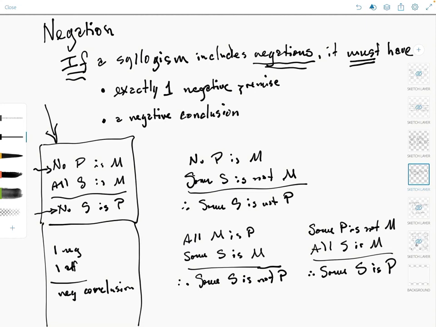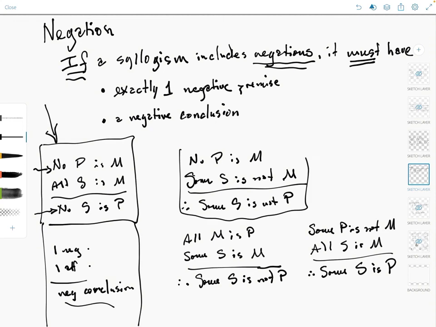satisfies that second condition. So this argument form, which incidentally is EAE2, right? EAE2 follows the rule exactly. It has one negative premise, the other is affirmative. These could be in any order, doesn't matter. One negative premise and a negative conclusion. Now let's look at some of the ways that an argument could fail to follow this rule.